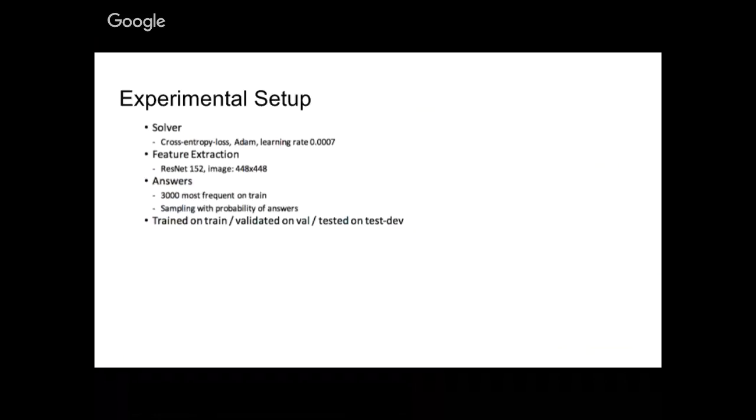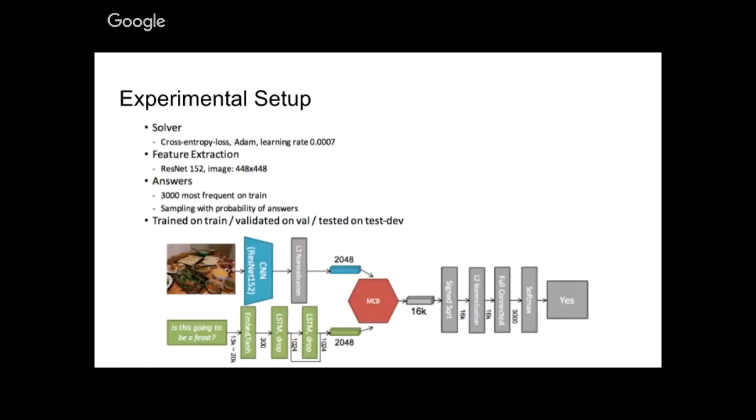And with this in mind, they prepare their model. They apply an Adam optimizer with that learning rate. They use the ResNet for describing the picture. As answers, they select the 3,000 most common answers. And then they use the VQA challenge dataset, using the training set for training, the validation set for validation, and then the test set for testing.